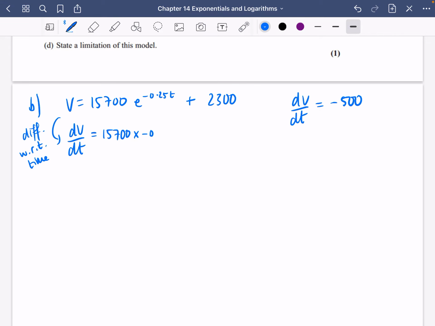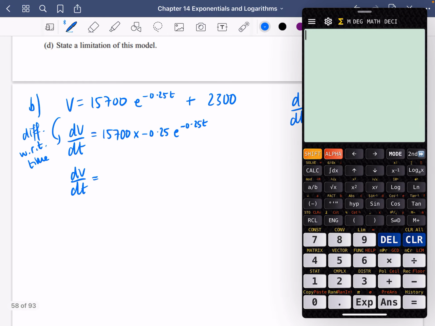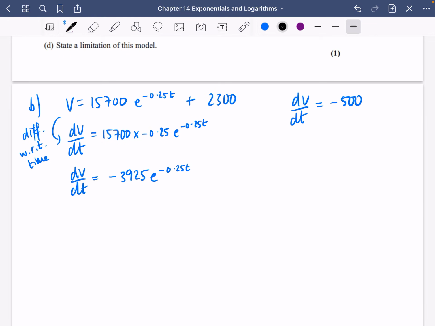So when I differentiate this, I would have 15,700 multiplied by minus 0.25 e to the minus 0.25t, and this constant is just going to go. So dV/dt is equal to 15,700 multiplied by minus 0.25, so that's minus 3925 e to the minus 0.25t. Now I know that dV/dt is equal to this and this, so I can say they're equal to each other. So minus 3925 e to the minus 0.25t is equal to minus 500.